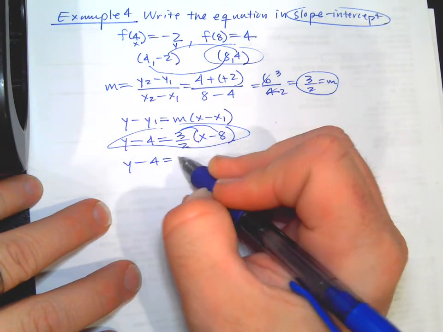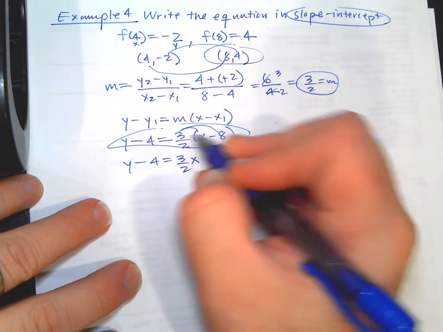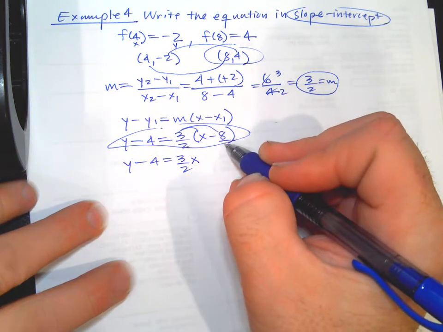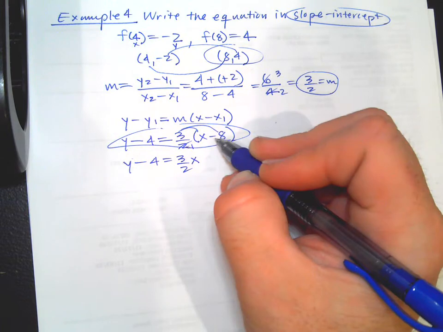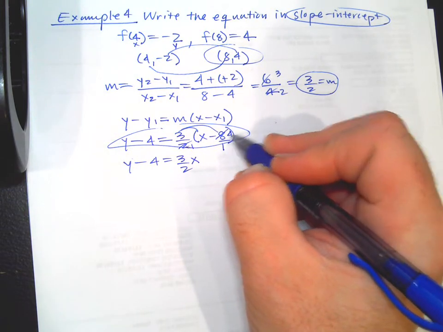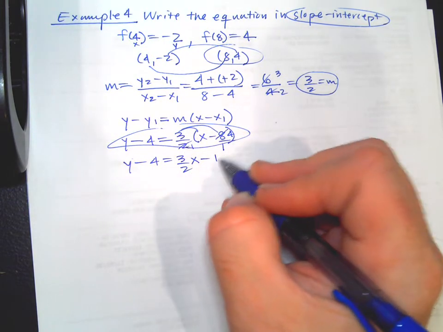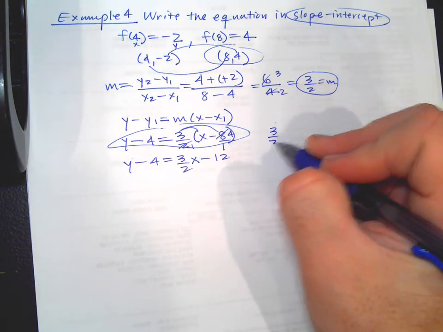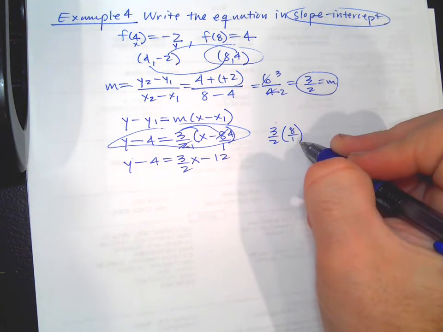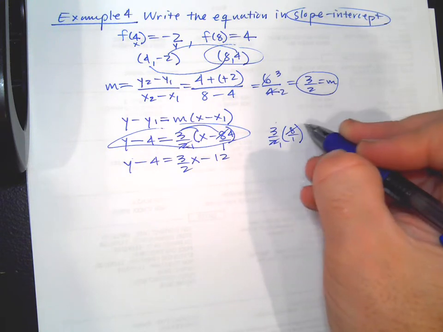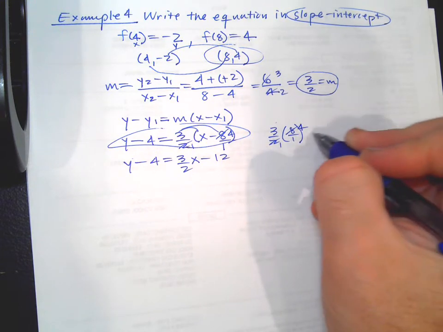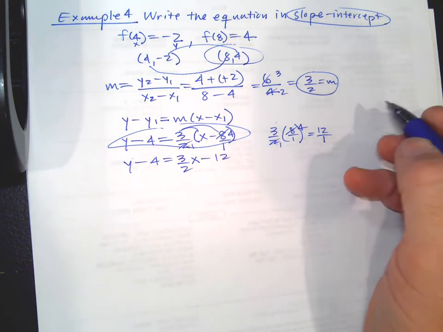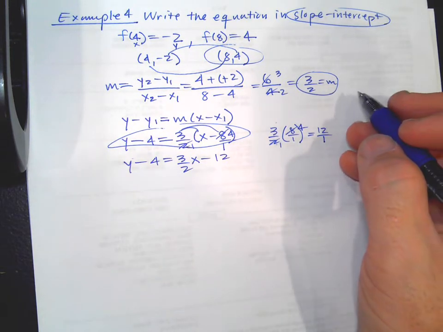So 3 halves gets distributed to the x. 3 halves gets distributed to 8. Now you could start canceling right now if you feel okay with it. 2 goes in 2 once. 2 goes in 8 4 times. 3 times 4 is 12. 1 times 1 is 1. That's it. So what we just did, if it helps, is we did this. 2 goes in 2 once, 2 goes in 8 4 times, 3 times 4 is 12, 1 times 1 is 1. There's a lot of ways you can think of this.